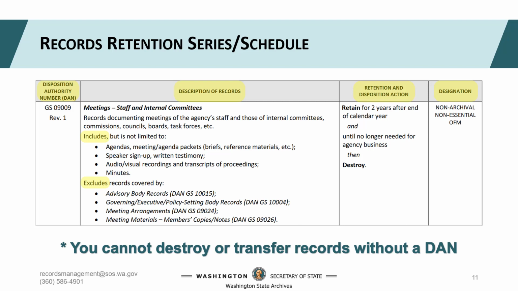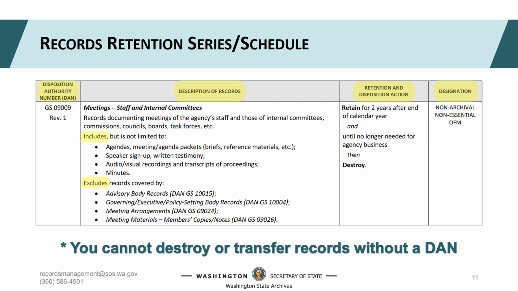The description of records field is where you can expect to spend most of your time. It describes the business function and type of record that falls under that DAN. It includes descriptions and examples of records included and excluded in that business process. This can seem confusing at first, but knowing what types of records are included as well as excluded will help you identify the correct series.